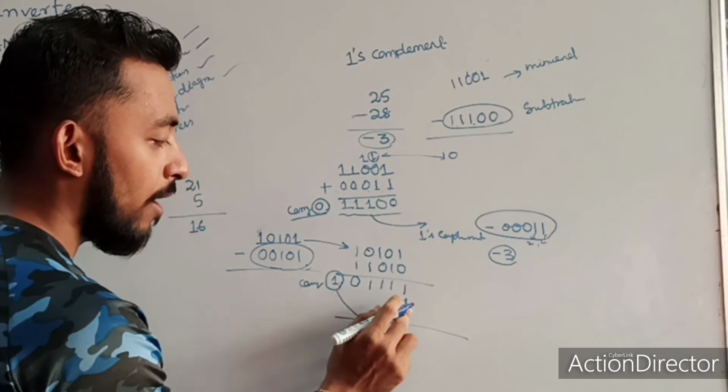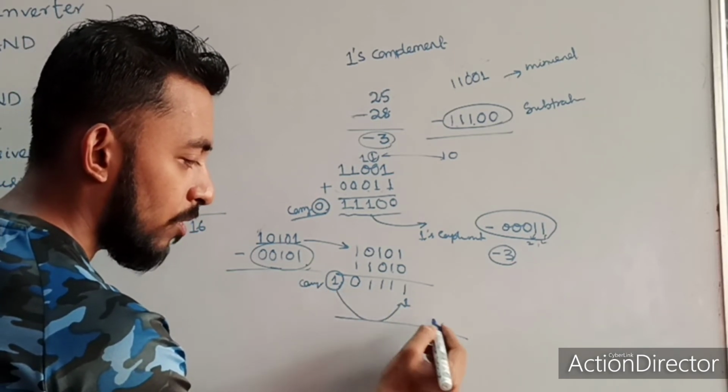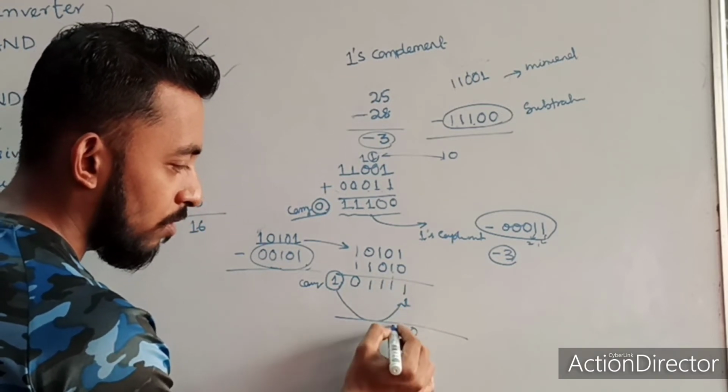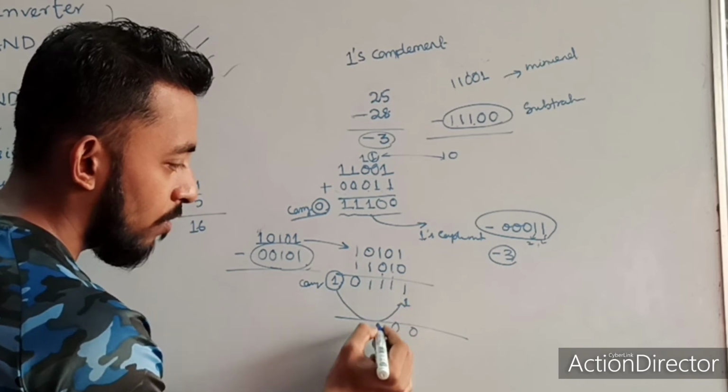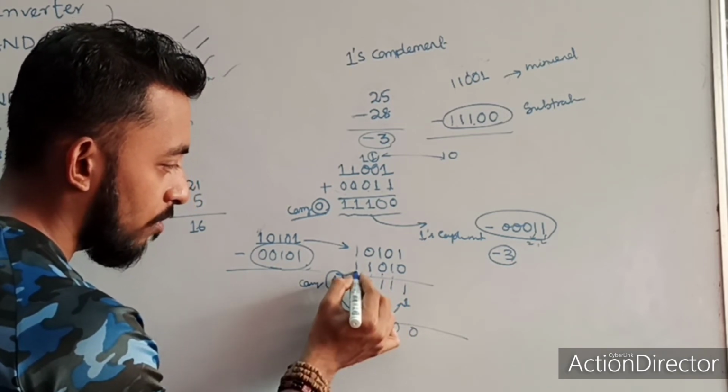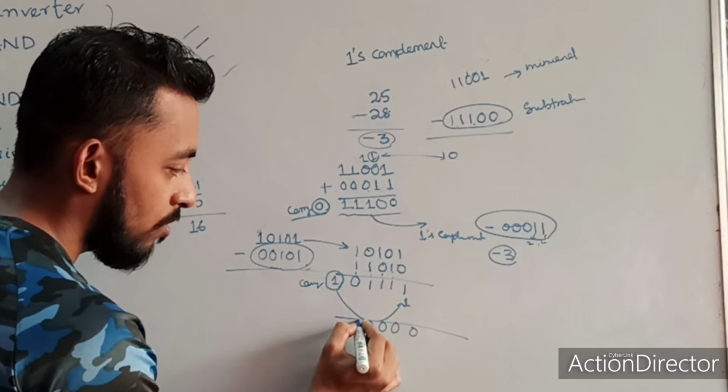Again, I have to add this carry. When the carry comes, I have to add. Then it will become 1 plus 1 is nothing but 1, 0. So 0, a carry is taken 1 over here. Then 1 plus 1, 1, 0. 0, again a carry over here. Then 1 plus 1, 1, 0. Again a carry over here. 1 plus 1, 1, 0. 0, again a carry over here 1. And this 1 plus 1 is nothing but 1.